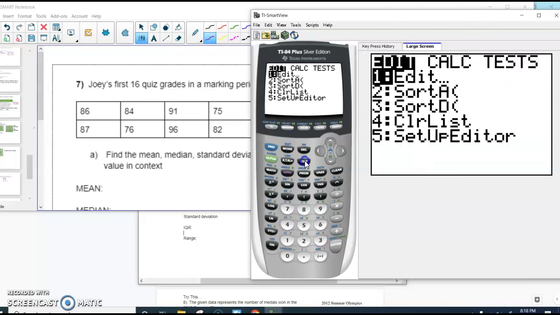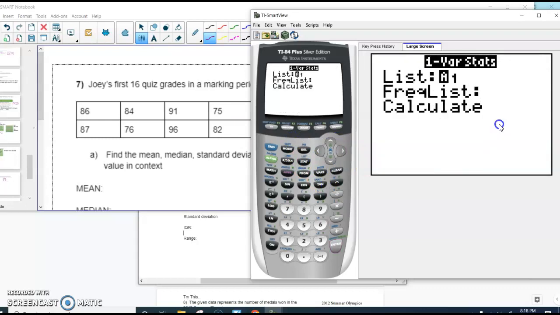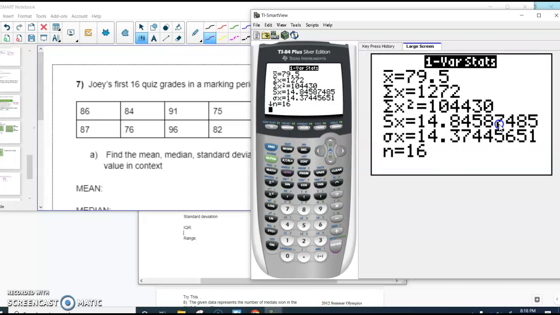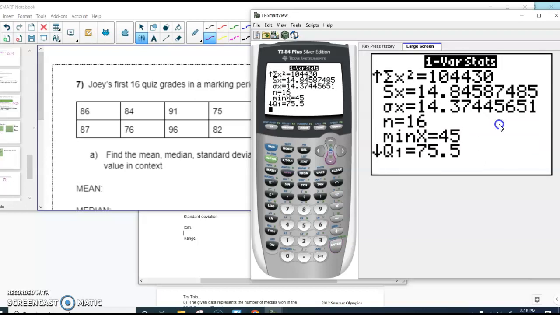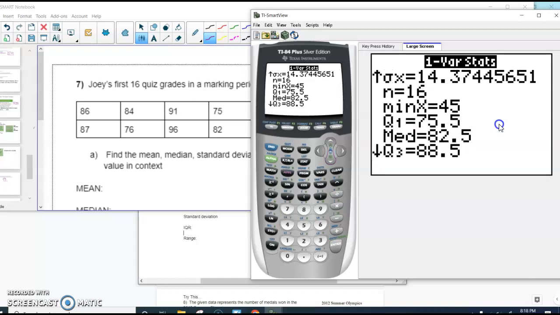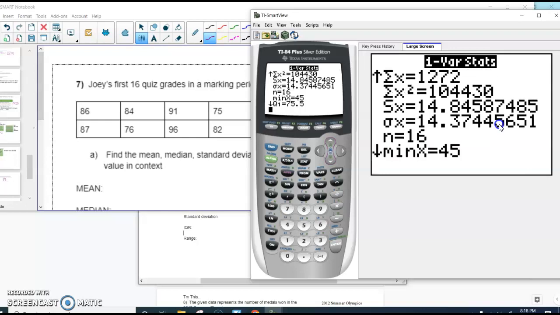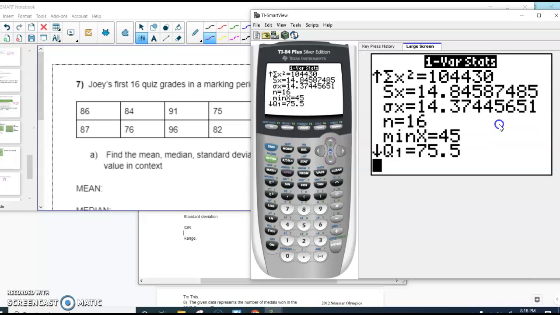I'm going to press stat, go to calculate, and press enter, enter, and I get these values. I got 79.5 to be my mean. I got my median to be 82.5. I got my standard deviation to be 14.84. And, alright, so I'm going to write those down here.